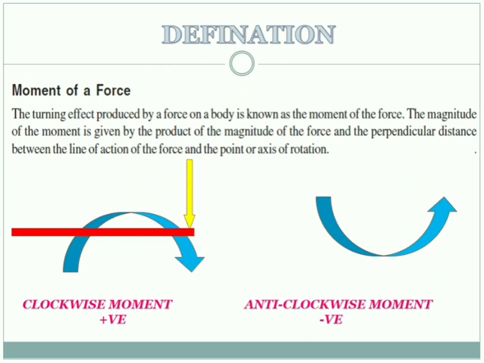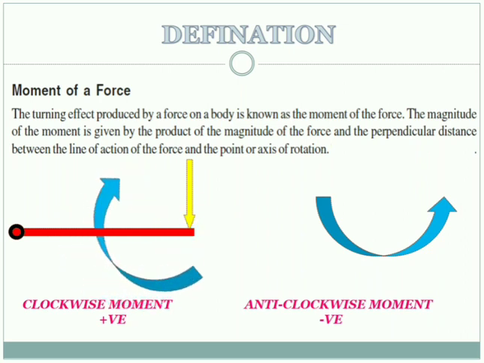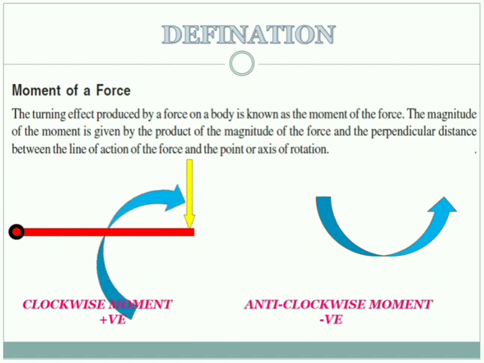Now if I consider the point O, which is at the left end of the beam, as the moment center, that is the point about which I am calculating the moment, then how will the beam rotate? The beam will rotate in the clockwise direction with this force. Again see the concept: when the force is applied at the right end from the top, the beam is rotating in the clockwise direction.